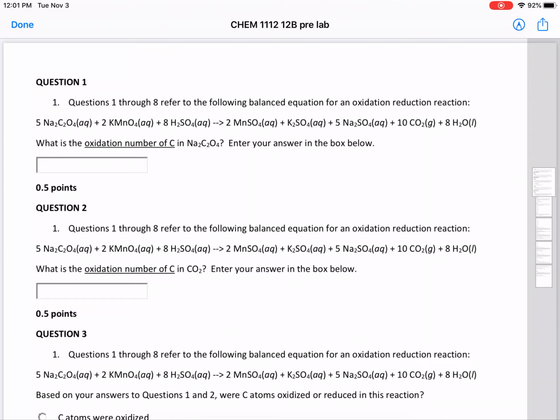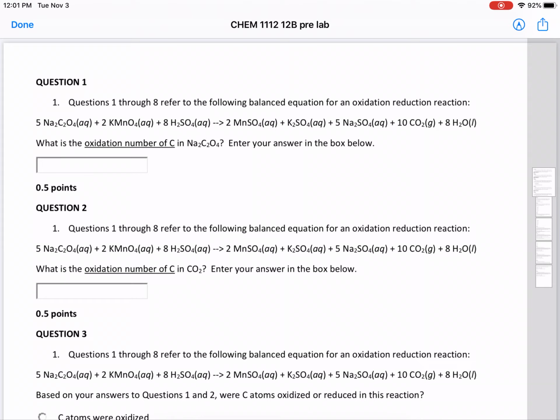Okay, let's see how to answer these questions. You are given this oxidation reduction reaction and it is balanced, and we want to find out the oxidation number of carbon in sodium oxalate. Okay, so how do we find the oxidation number? We learned about this in your General Chemistry 1 course, right?